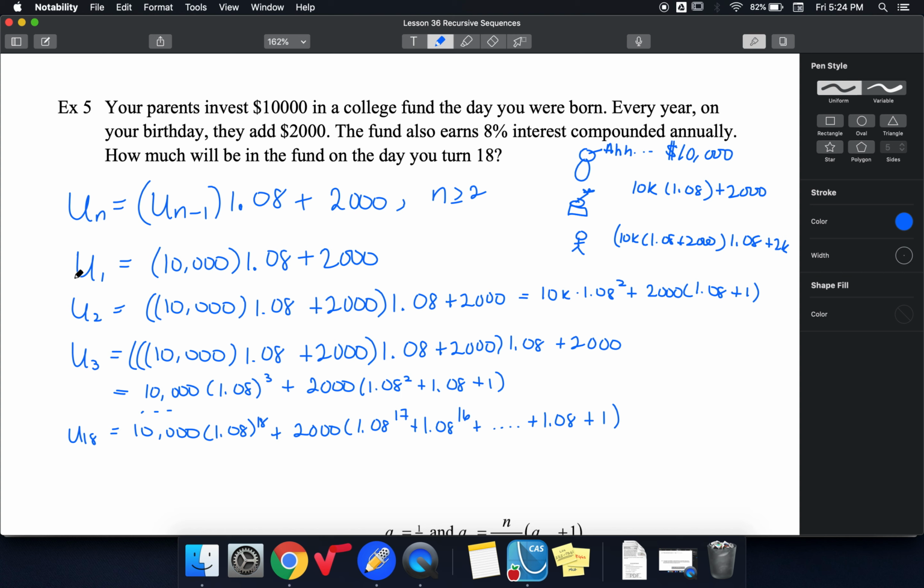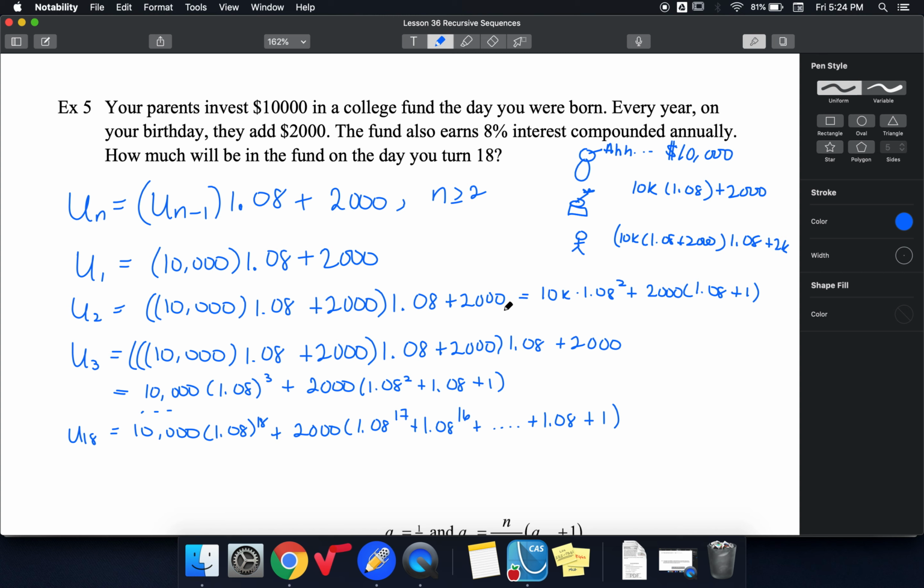If I write out what's happening, here's where we turned 2. So all of this money earned its interest and we added 2,000. Well, if I expand this equation, I'm going to have 10,000 times 1.08 squared plus 2,000 times 1.08 plus another 2,000. So I could say that's 10,000 times 1.08 squared plus, I can take out the 2,000. So here I had 2,000 times 1.08 plus 2,000. If I factor out the 2,000, I've got 1.08 plus 1.